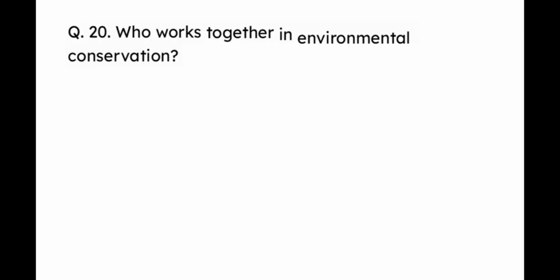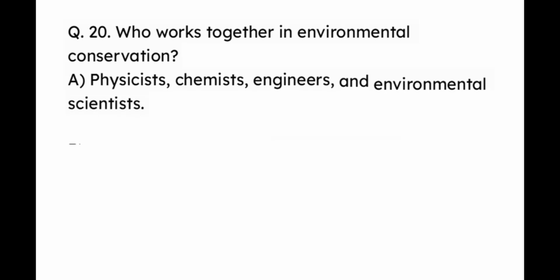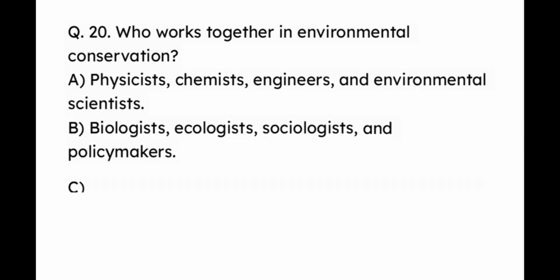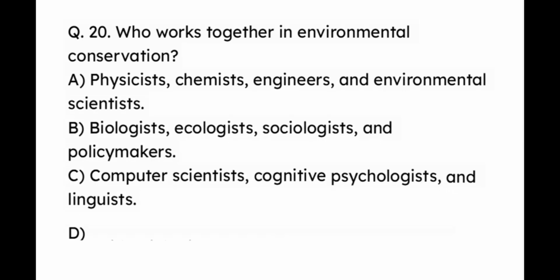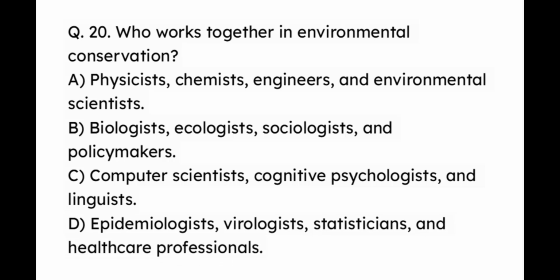Q20. Who works together in environmental conservation? A. Physicists, chemists, engineers, and environmental scientists. B. Biologists, ecologists, sociologists, and policymakers. C. Computer scientists, cognitive psychologists, and linguists. D. Epidemiologists, virologists, statisticians, and healthcare professionals.